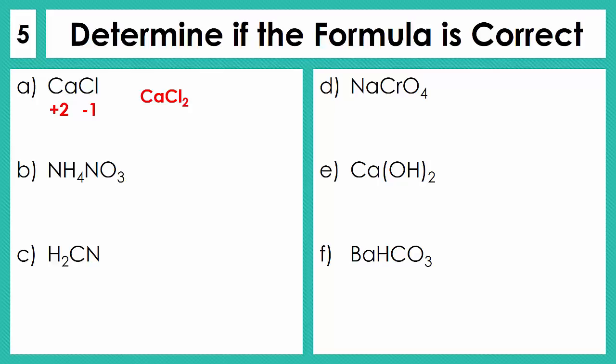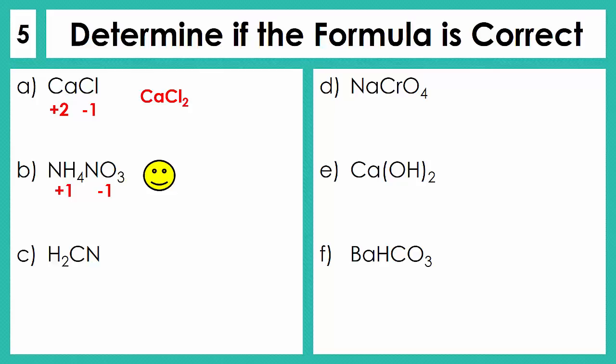Next up, I have ammonium and nitrate. So I need to check the charges. I've got plus 1 for ammonium and minus 1 for nitrate. So this formula is already set. Now be careful, NH4 is 1 ammonium and NO3 is 1 nitrate. Treat it as a unit.